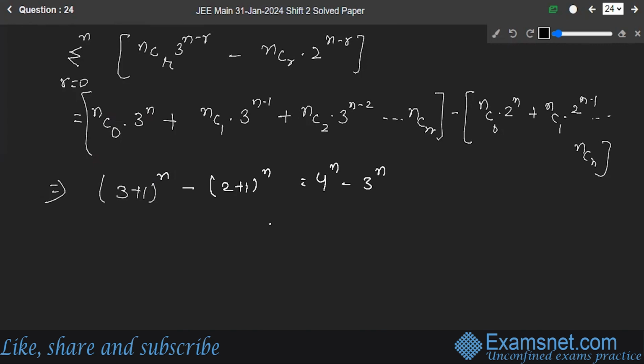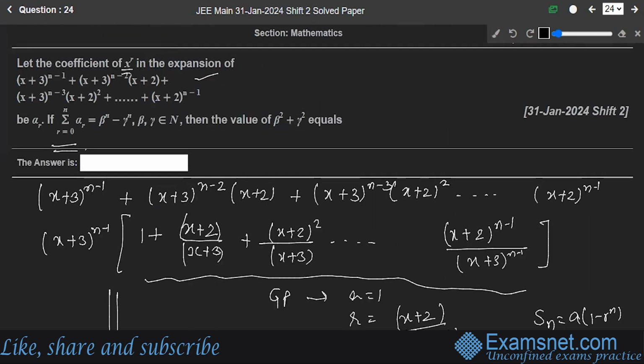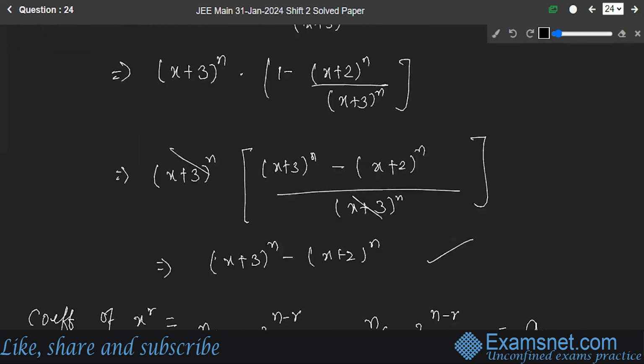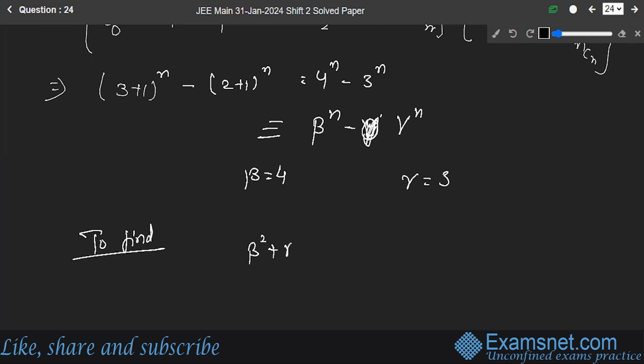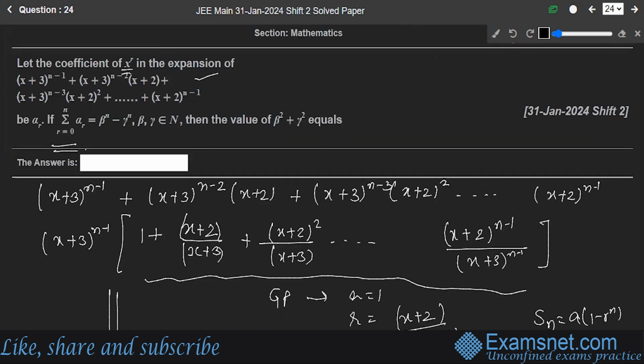Now, in the question, this is given as equivalent to beta^n minus gamma^n. This gives you beta as 4 and gamma equal to 3. You have to find out the sum of beta square plus gamma square, which is equal to 4 square plus 3 square, that is equal to 25. So this is the answer to the question. 25 is the correct one.